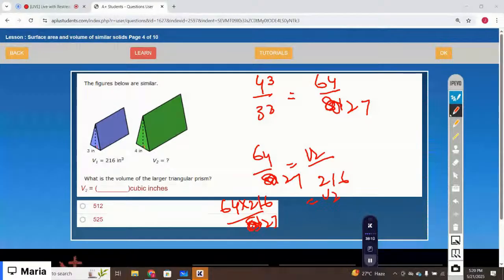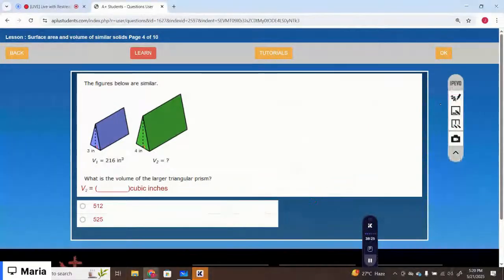Option number 1 is the correct option. That is 512.